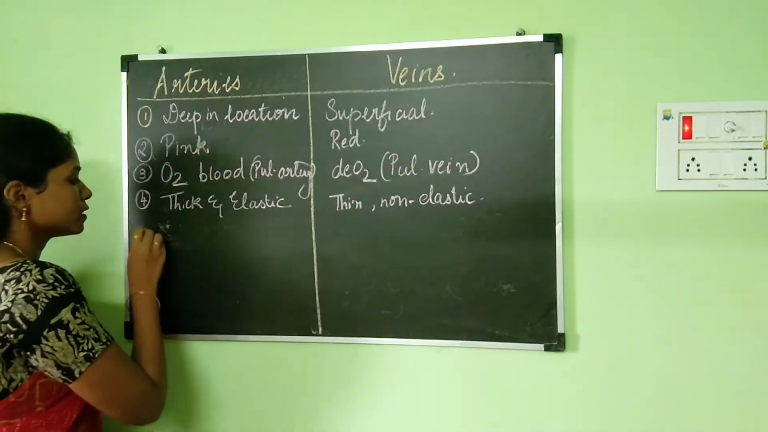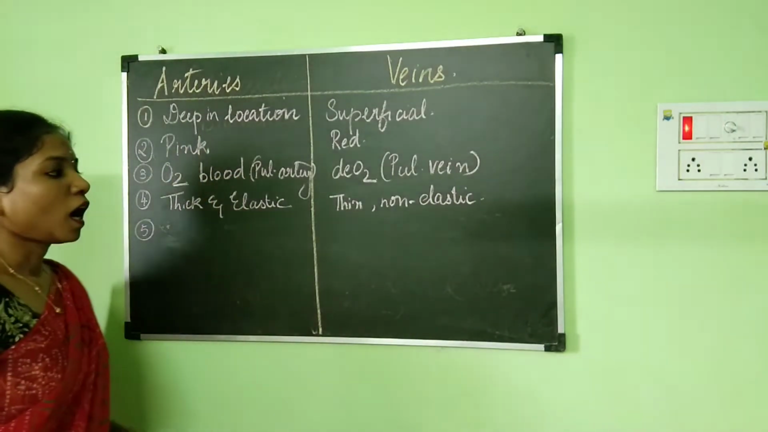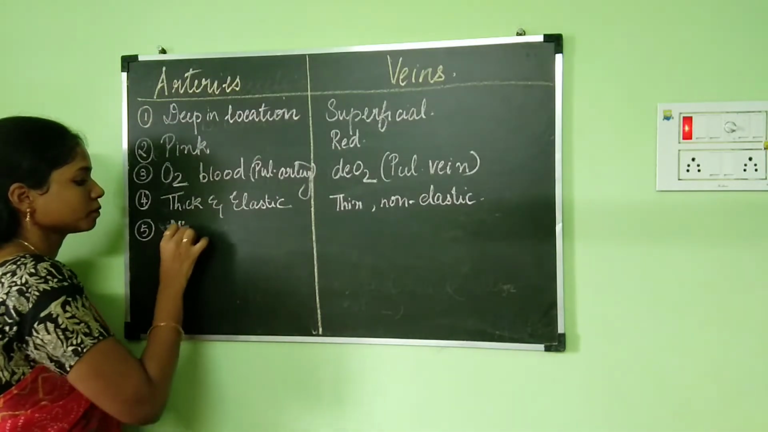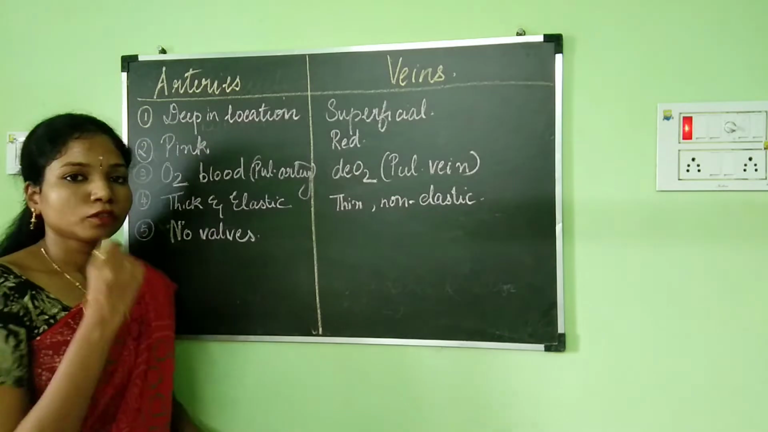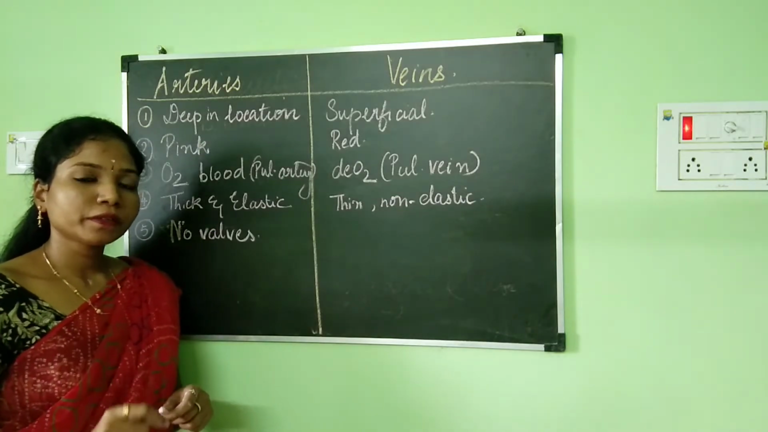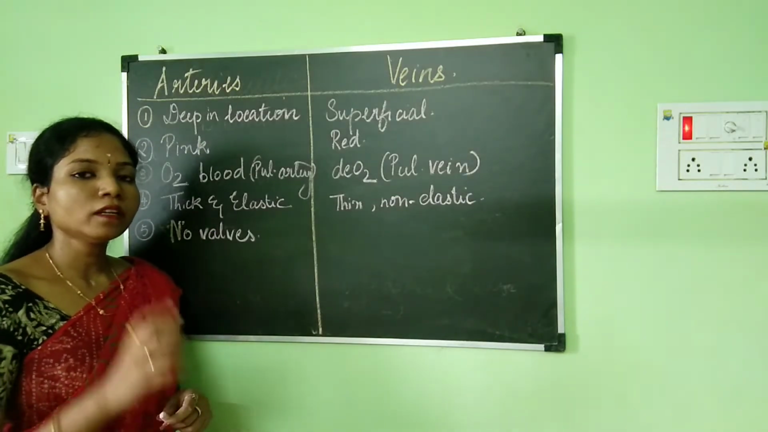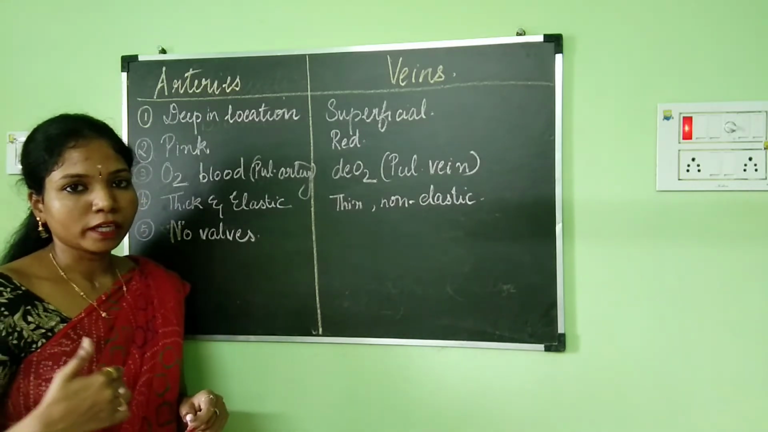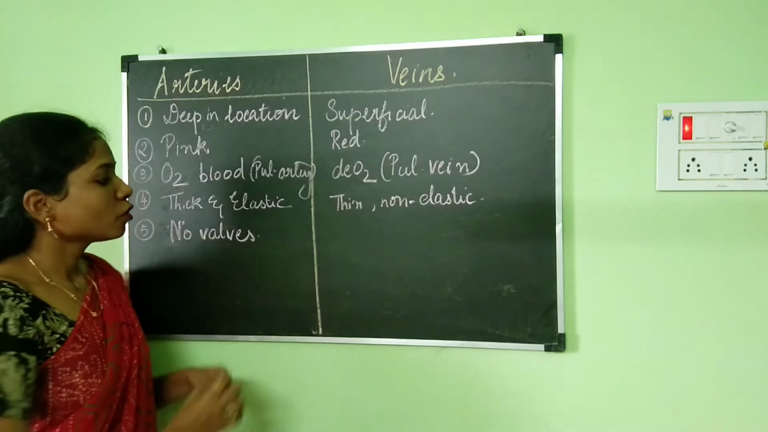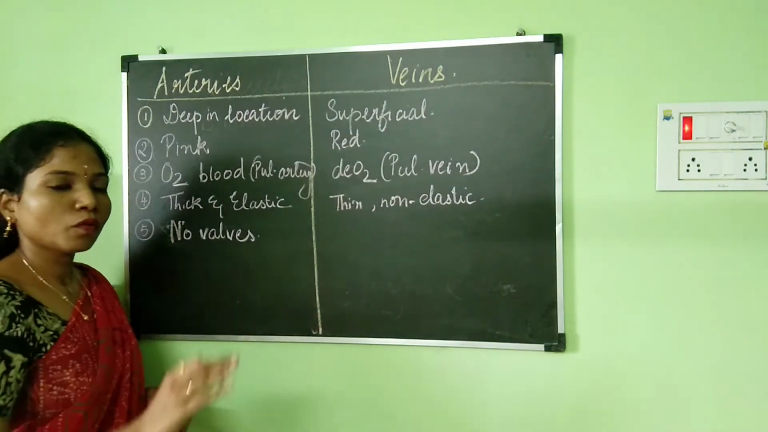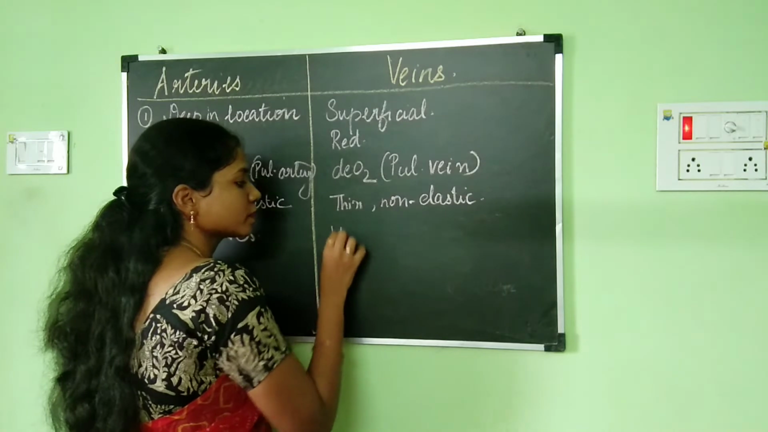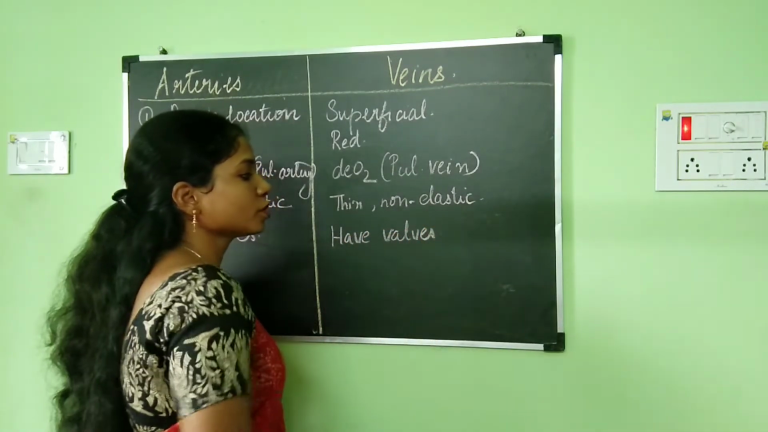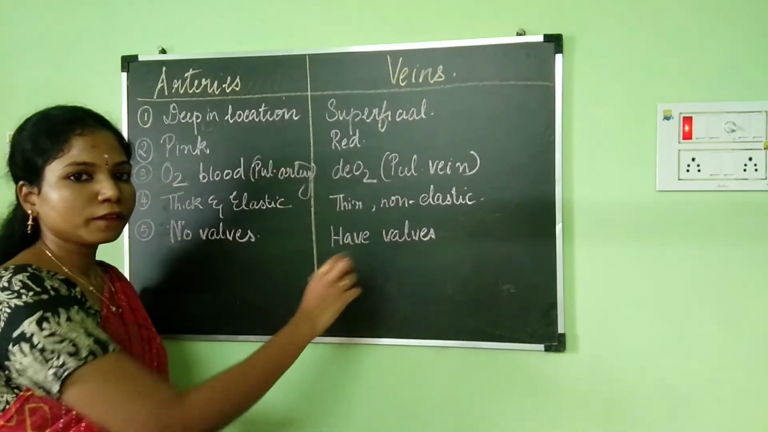So the fifth difference is arteries do not have any valves. So what are valves? Valves ensure that the blood is going to be flowing only in one direction, and it also ensures that there is no backflow of blood. So that is the work of valves. In case of arteries there are no valves, but veins have valves. So veins are going to be having valves. So this is the fifth difference.